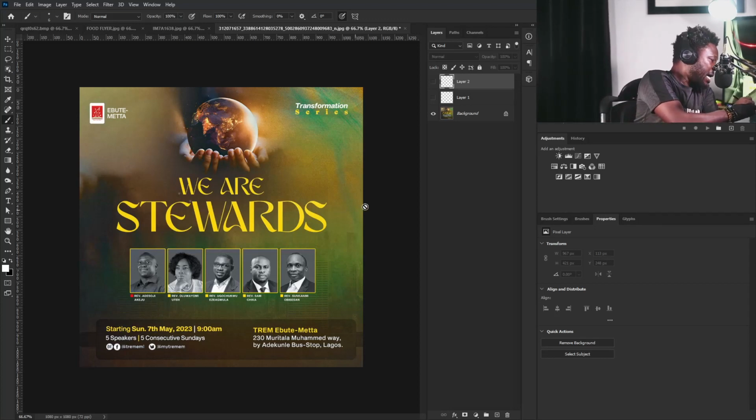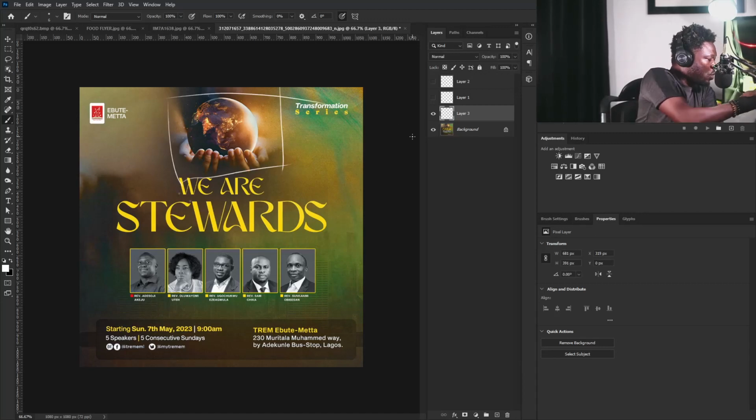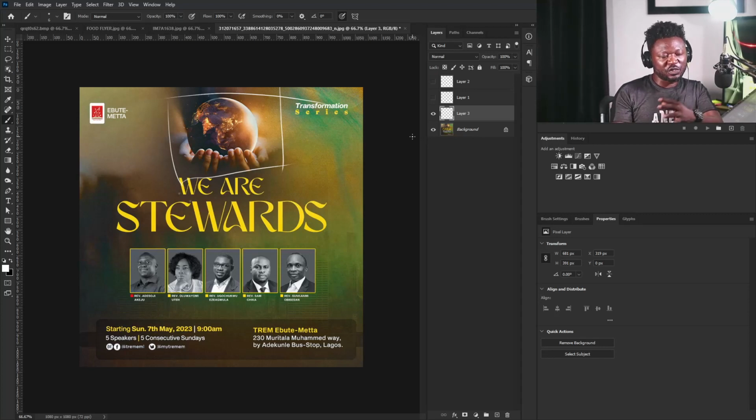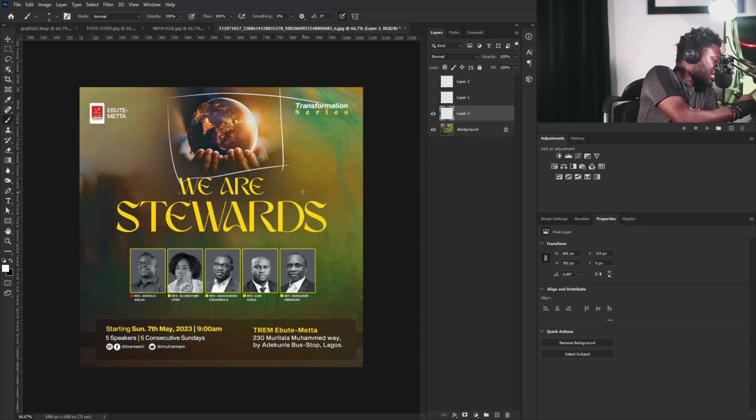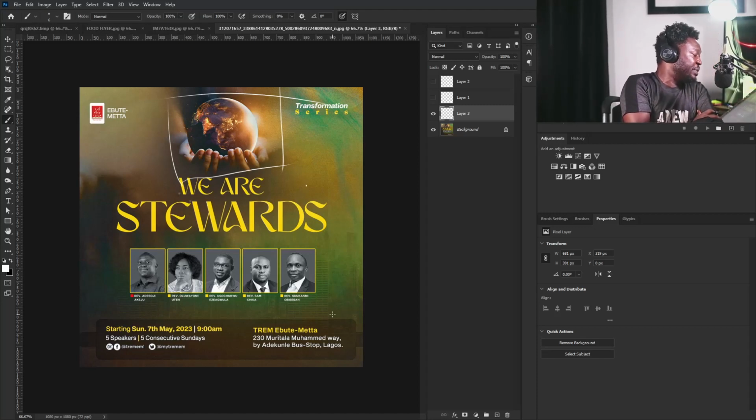On a good day, it's not possible for a human to carry the globe, the world, in your hand. Whenever you're working on church projects or church designs, your photo manipulation should be closer to what people know. For this type of project, the right illustration that I believe would have worked here is something closer to being a leader, something that depicts leadership.